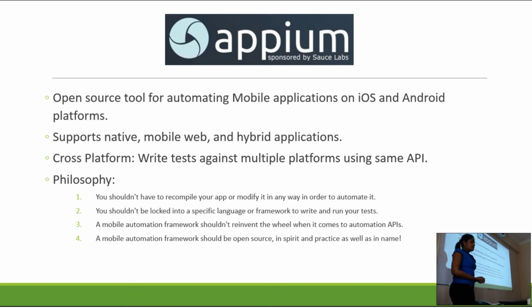So the philosophy is, firstly, you shouldn't have to compile your app or modify it in any way in order to automate it. That means what you guys currently do as developers, because none of us are really doing automated testing for mobile apps. As developers, you have the mobile application running on your machine, and you build and compile it, and then use an emulator or something. So at every point you will have to do a build, right?